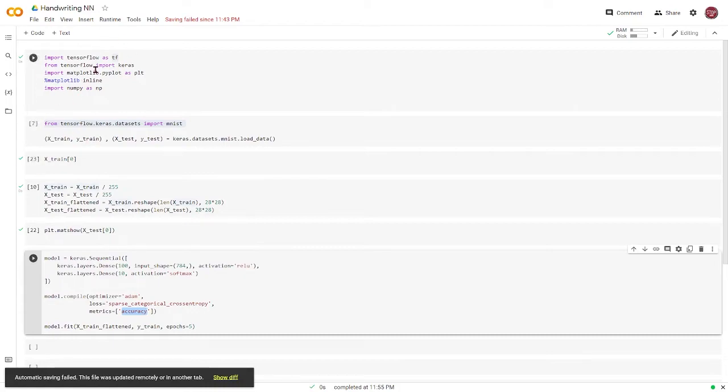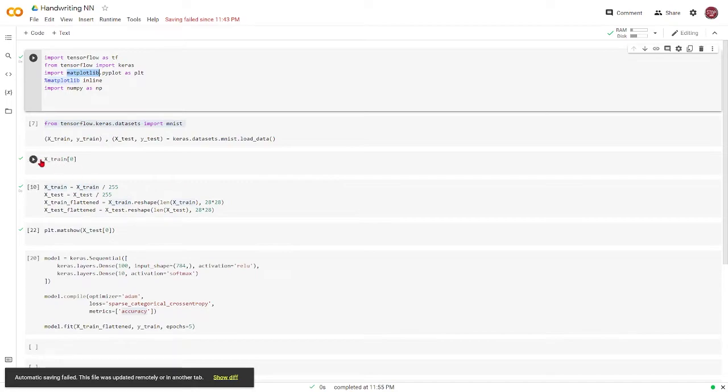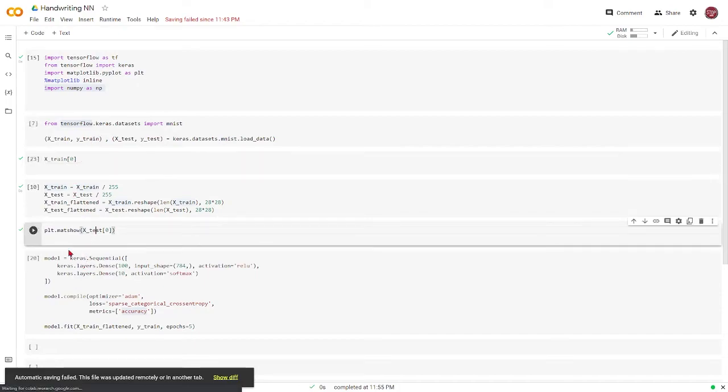But let's start from the top. So we've imported TensorFlow as Keras. From TensorFlow, we're importing Keras, which is another framework, but more specific to neural networks and AI. We've also imported Matplotlib, which is a way for us to visualize the data, and we've also imported NumPy if needed. The data set we're going to be working with is a data set of handwritten digits, and these digits are represented as images of numbers, right? These are handwritten numbers like 7, 6, 3, or 2.